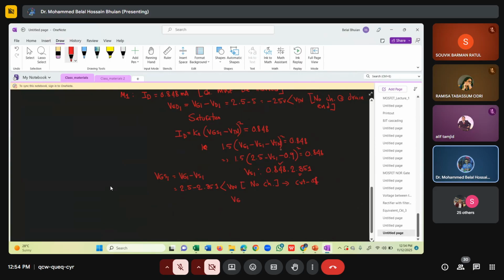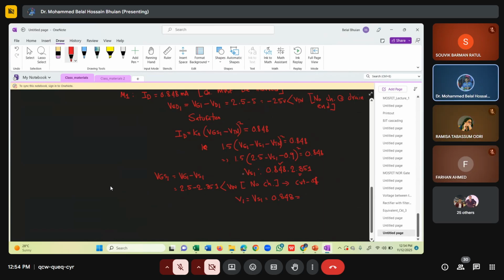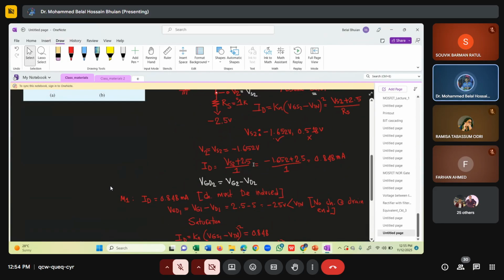So I know VS1 equal to 0.848. That is VS1 0.848. What does that mean? It is in fact our V1. Also, it is in fact our VD2. So I have found VD2. Of course voltage. Now I'm going to use this VD2 to check if a channel is induced or not in the first channel.